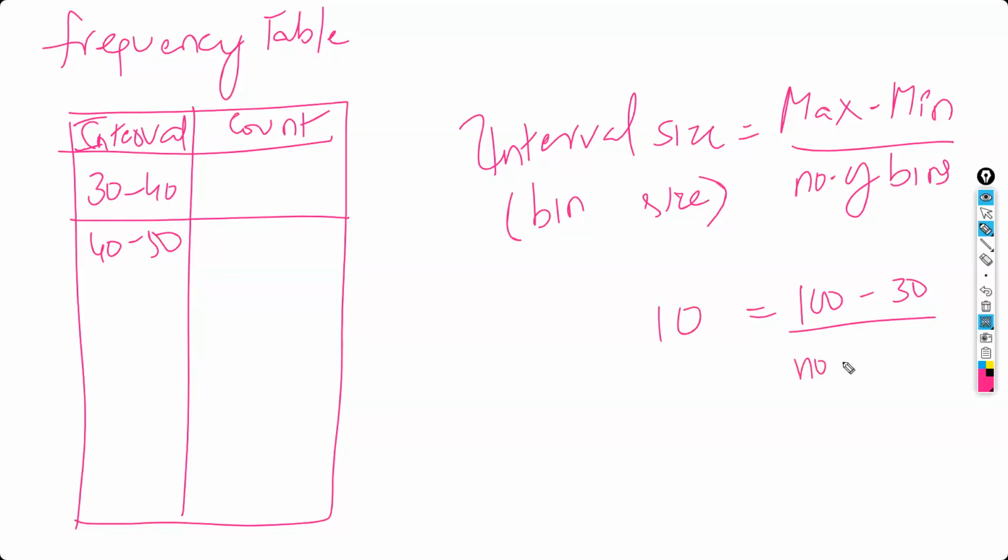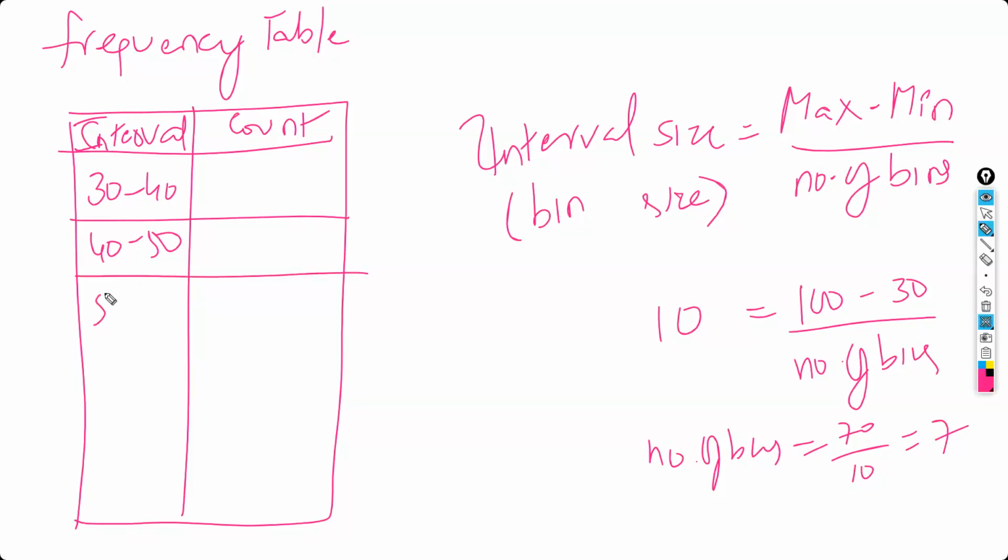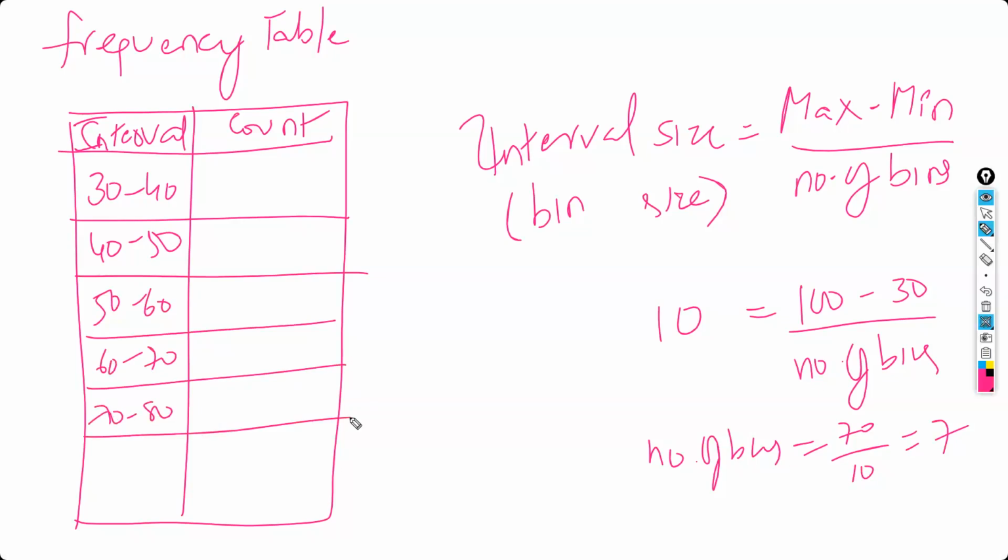Then automatically the number of bins will be equal to how many? The number of bins will be 70 divided by 10, which is 7. What is meant by bins? Number of these intervals: 30 to 40, 40 to 50, 50 to 60, 60 to 70, 70 to 80, 80 to 90, 90 to 100.